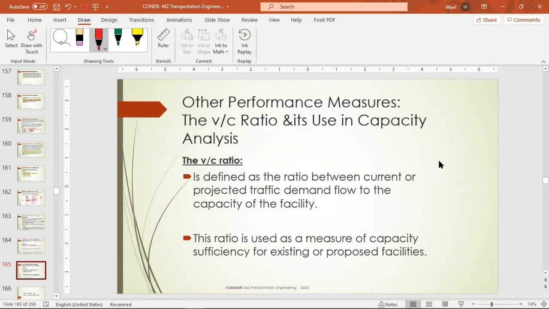So here, we are measuring the value between volume and capacity. It's defined as the ratio between current or projected traffic demand flow and the capacity of the facility. This ratio is used as a measure of capacity sufficiency for existing or proposed facilities. For example, if the demand is higher than the capacity at the signal, there is not much that you can do to improve the level of service. Because at this point, we call it oversaturated. Any questions?